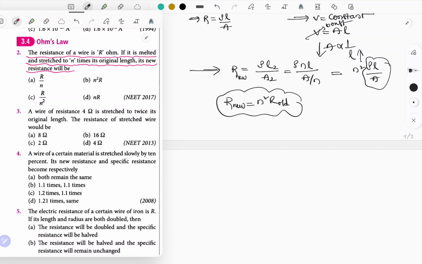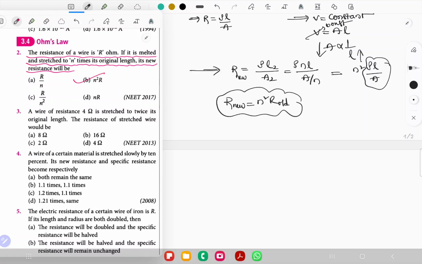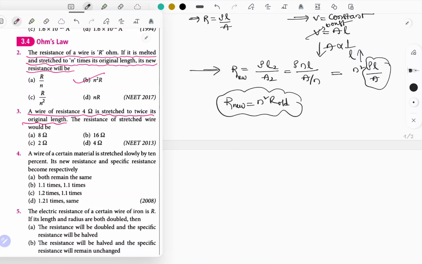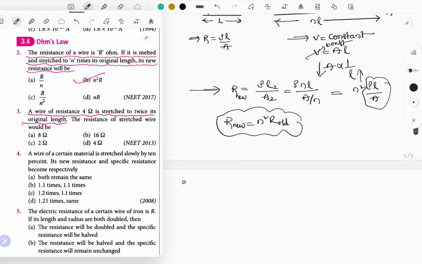Let's solve the numerical. Which option matches here? For question number 2, option B is the correct answer. Okay, so let's move on to the third question. A wire of resistance 4 ohm is stretched twice its original length. The resistance of a stretched wire is, again same procedure.